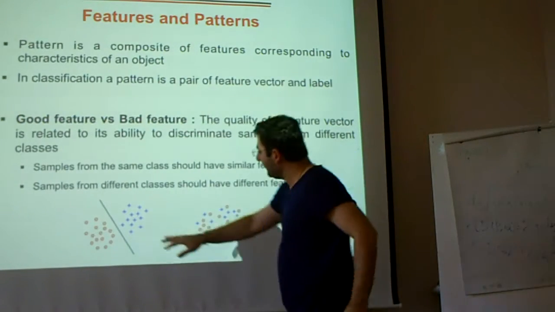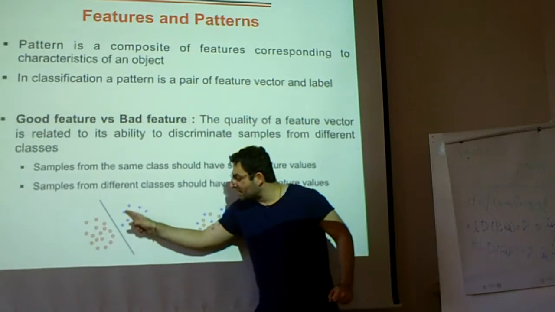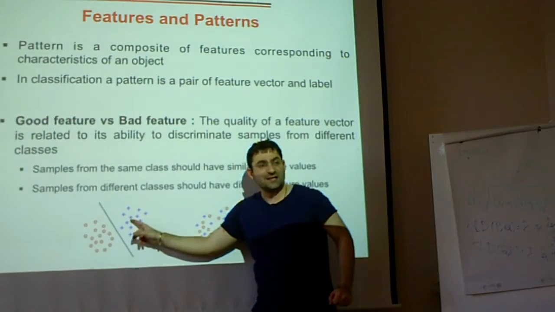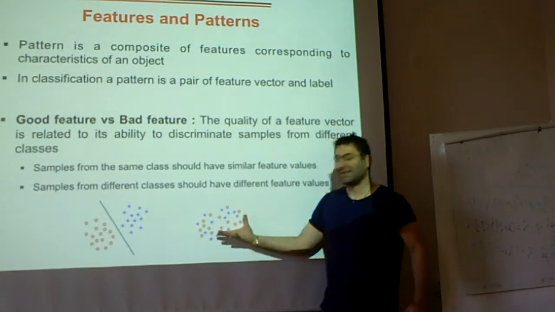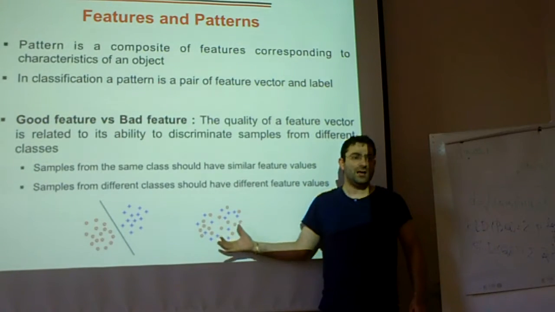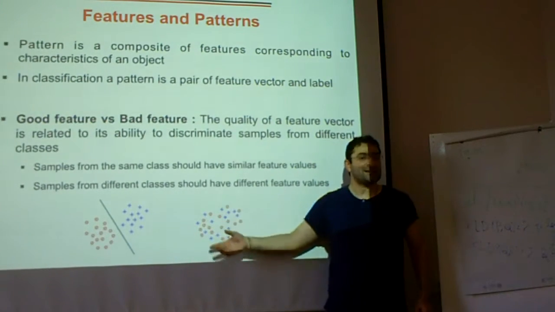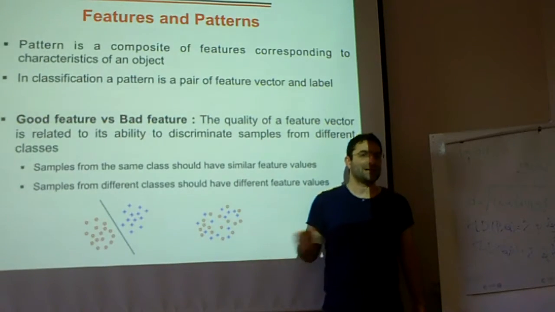So here, we can see this set of features is good because within this class the distances are smaller than the distance between the classes. Whereas here, it is not good. Why? Because the within-class distance, with high probability, is actually bigger than the between-class distances.